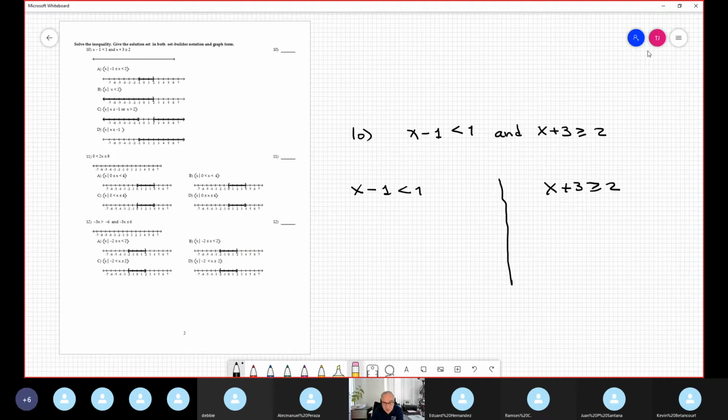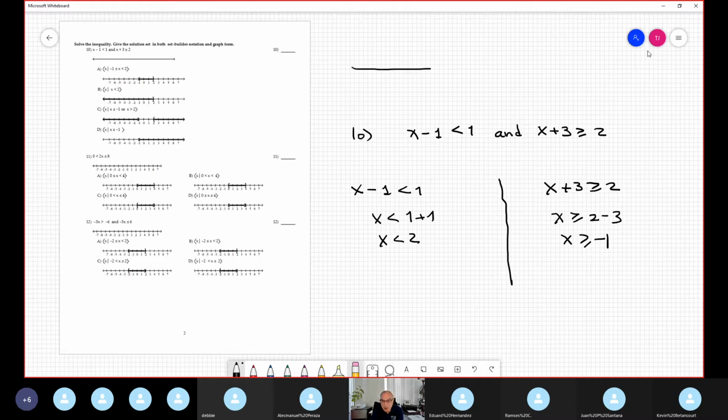Okay, for solving the first one, well, I move negative 1 to the right-hand side as a positive 1. So we have 1 plus 1, and 1 plus 1 is 2. Stop. I did the first. The second, I move 3 to the other side. This is x greater than or equal, in this case, not less than, 2 minus 3, which is negative 1. Negative 1.